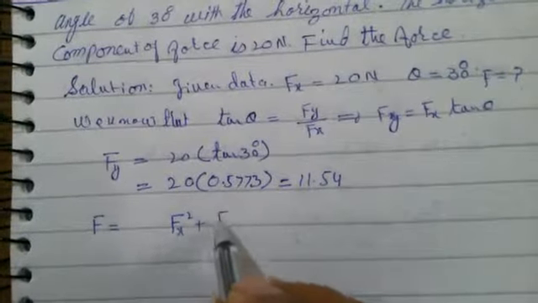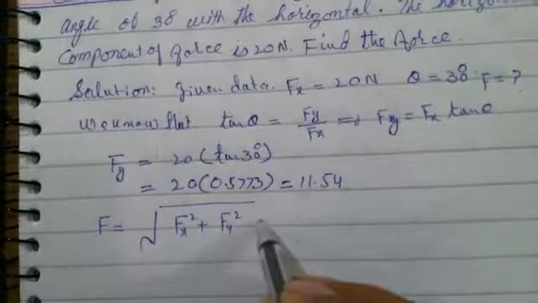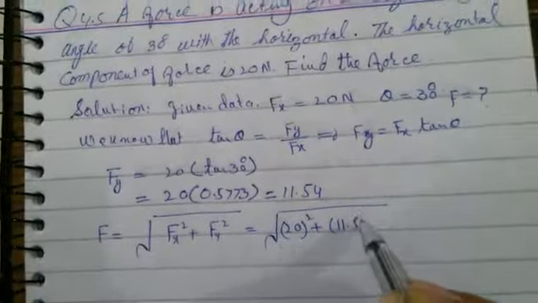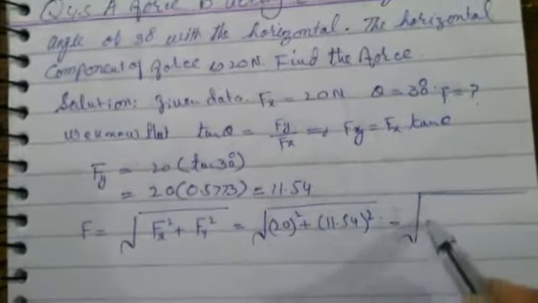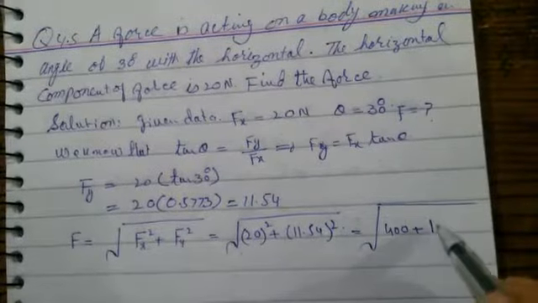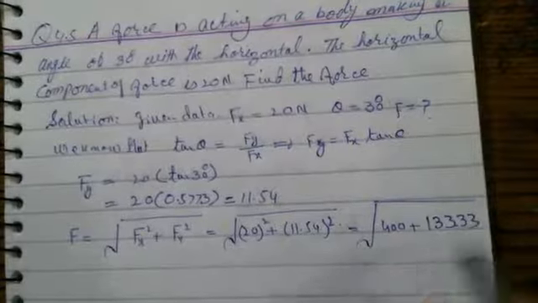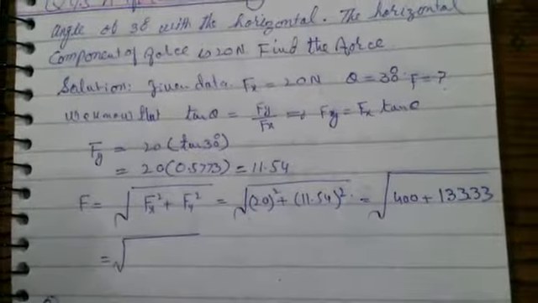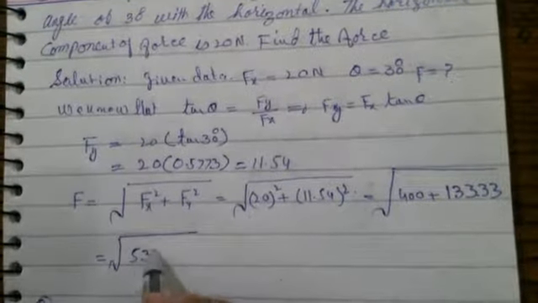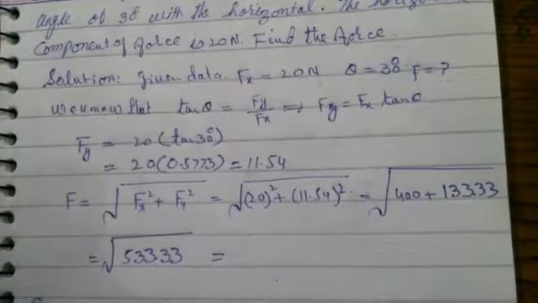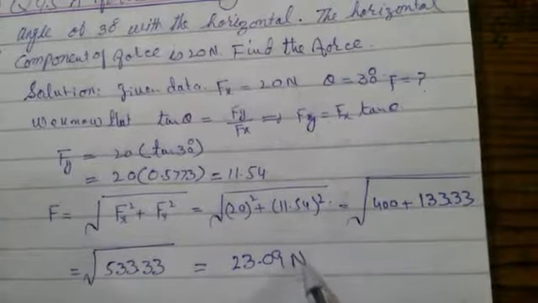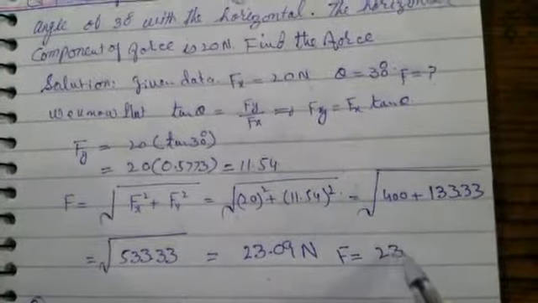the square root of Fx square plus Fy square, which is equal to the square root of 20 square plus 11.54 square, which is equal to 400 plus 133.33, which is 533.33. So F is 23.09 Newton, or we write it as F is equal to 23.1 Newton.